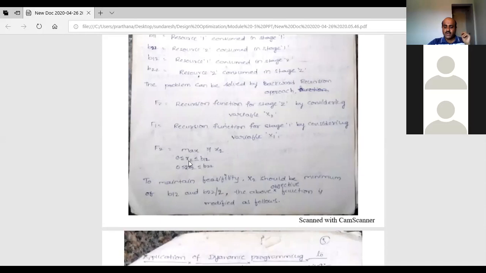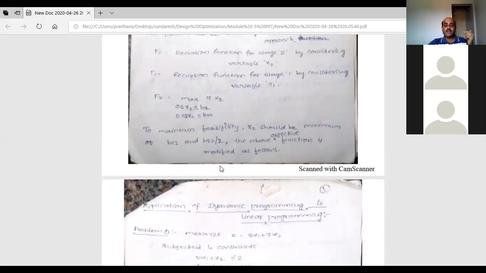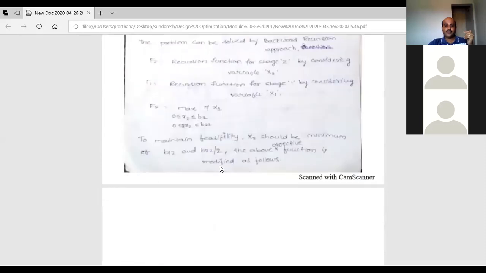See, to have the value of x2, the x2 value should have the minimum feasibility. So the value of x2 should be the minimum of these two values. In the sense, x2 should be the minimum of b12 or x2 should be the minimum of b22 by 2. So any one of these two values will be the minimum value for the x2 that we are going to get. Okay, I'll proceed to the next one.